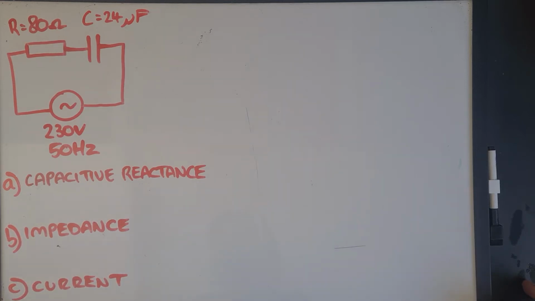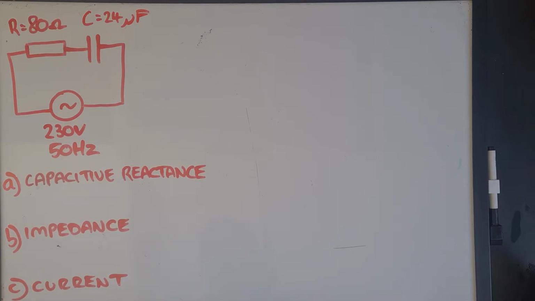Okay, so what we're looking at here is something called a series RC circuit. We call it that because it has some resistance, which is R, and also some capacitance, which is C. It's a pretty common way for these to be presented, where you're given the supply voltage and the supply frequency, and you have to calculate capacitive reactance, impedance, and the current.